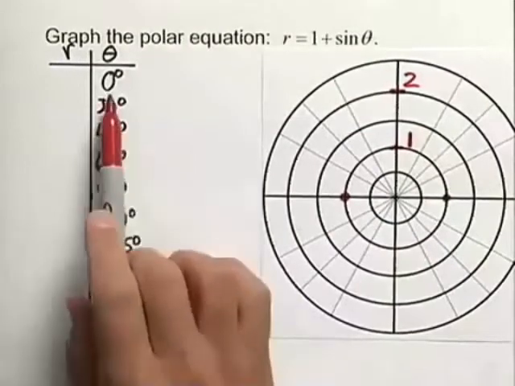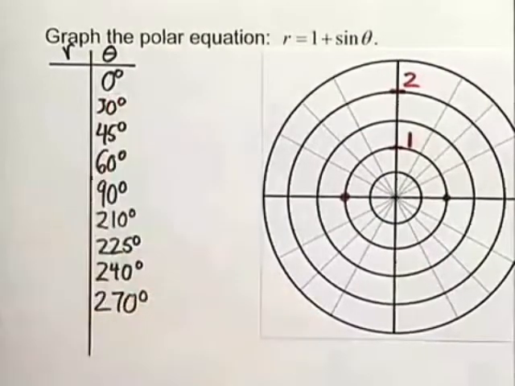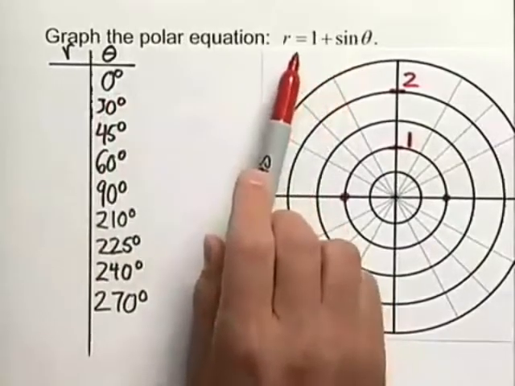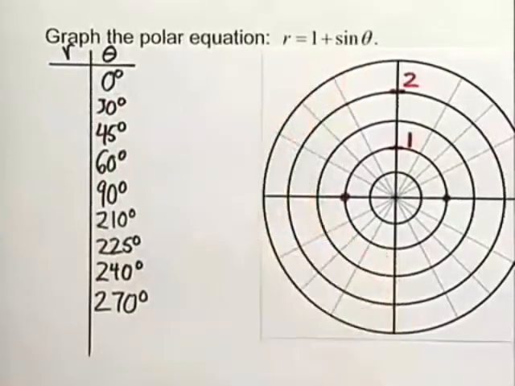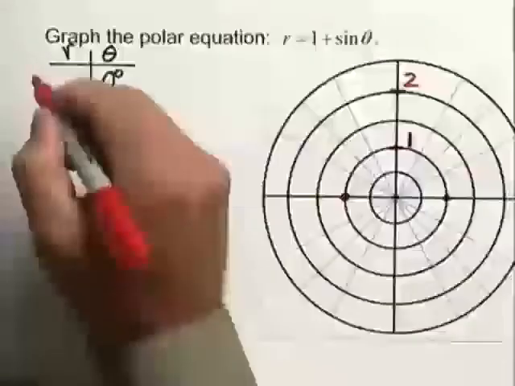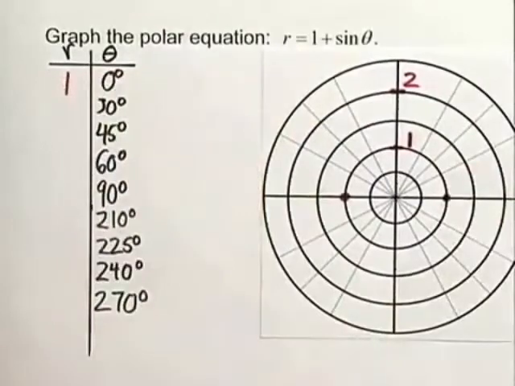So let's start at 0 degrees. I like working in degrees here. When we plug in 0 degrees into the sine, we get a radius of 1. 1 plus the sine of 0 is simply 1. So we have the point here of 1 comma 0 degrees.